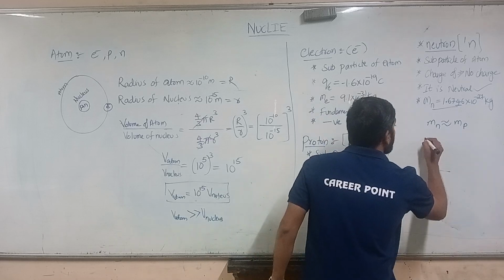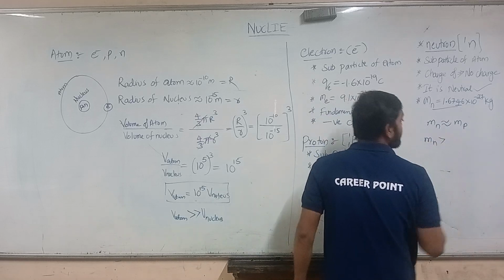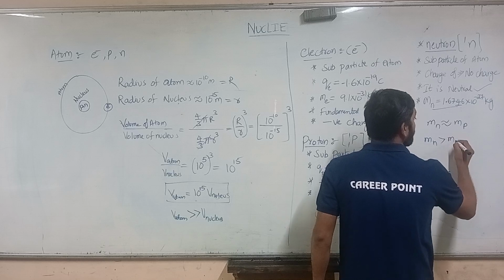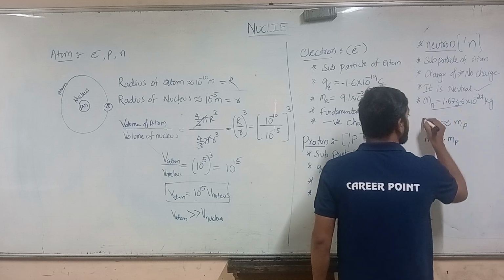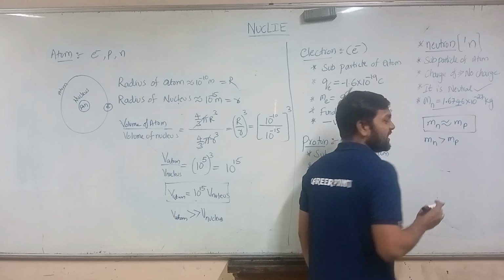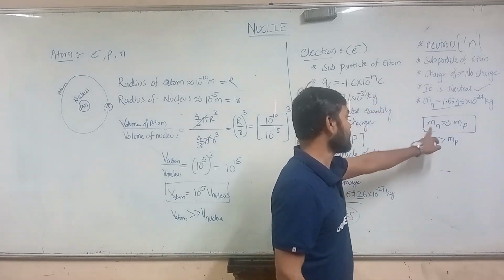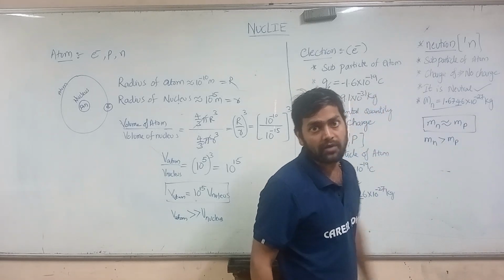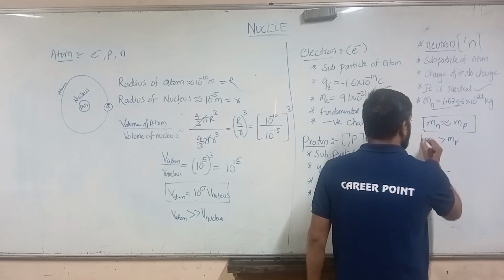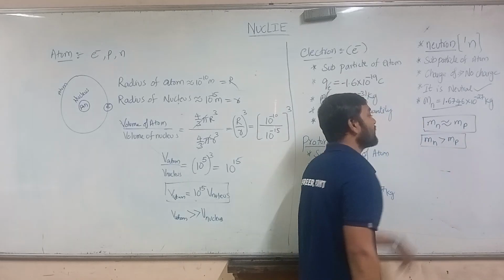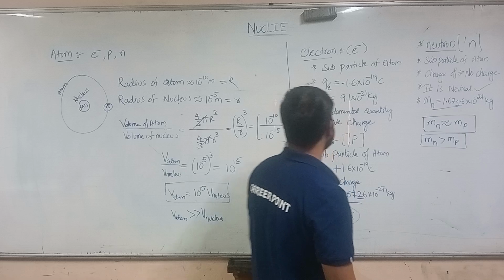But the mass of a neutron is greater than the mass of a proton. Generally we take them as similar, because the difference is very small. So for that reason, the mass of a neutron is taken as similar to the mass of a proton, but the mass of a neutron is more than the mass of a proton. Okay, so let us see.